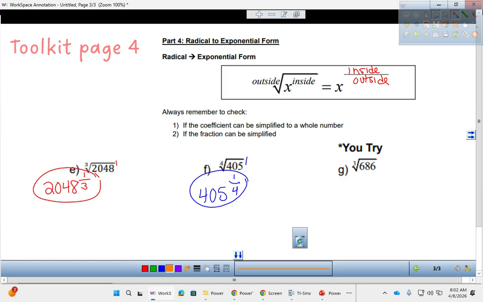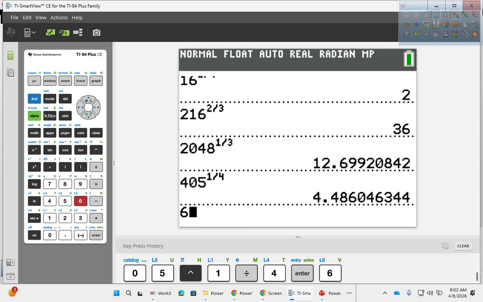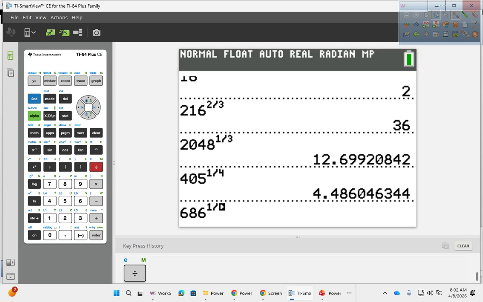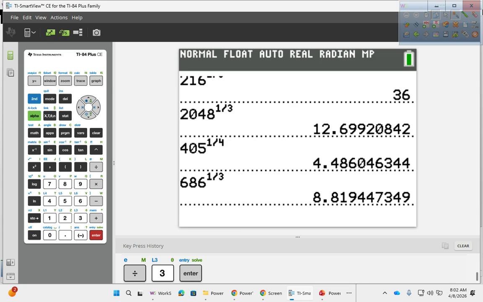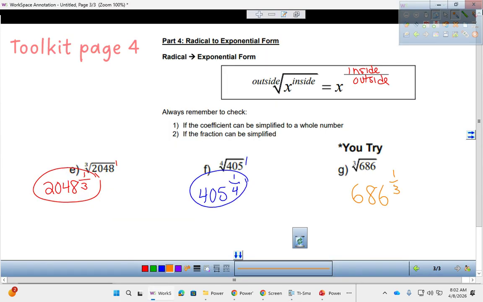Someone raise your hand and tell me what this is in exponential form. Thank you. 686 to the power of 1/10. You guys should thank him. He just saved you. All right. If I type that into the calculator, I'm assuming it's a decimal, but I'm going to do it anyway just in case. Decimal. And that's it.